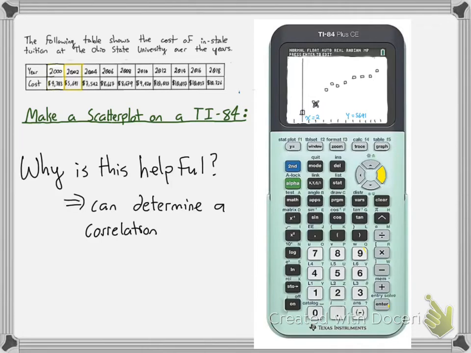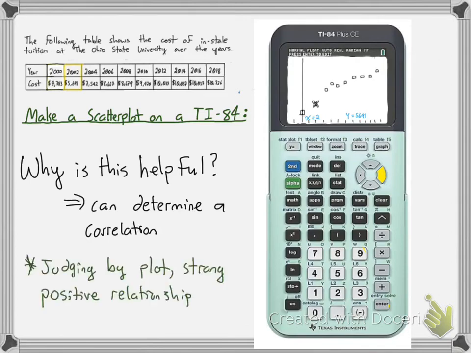And again, why is this helpful? I can also use this graph to determine a correlation. I can clearly see that there's an upward trend, and all of the data looks like it's almost in a straight line. So I'm going to go ahead and say that there's a strong positive relationship here between year and cost of tuition increasing.